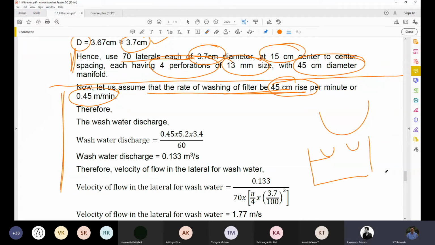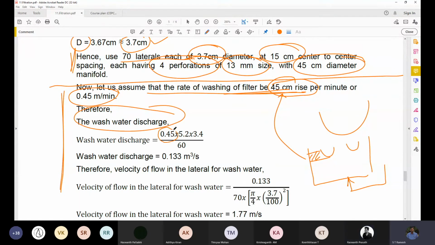So what I do, I allow the filtered water to flow from bottom to up. Thereby the bed will rise. This rise is mentioned like this. The rate of washing of the filter is 45 centimeter rise per minute. Therefore, the wash water discharge you can calculate directly.